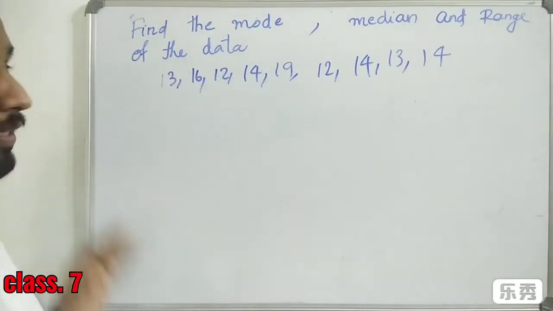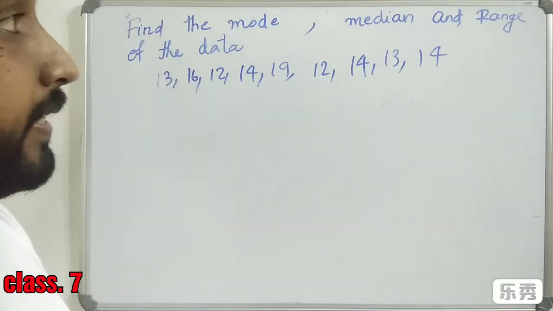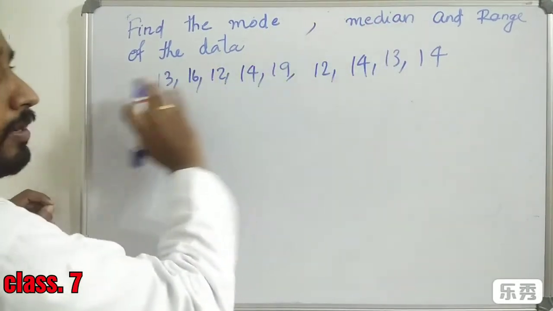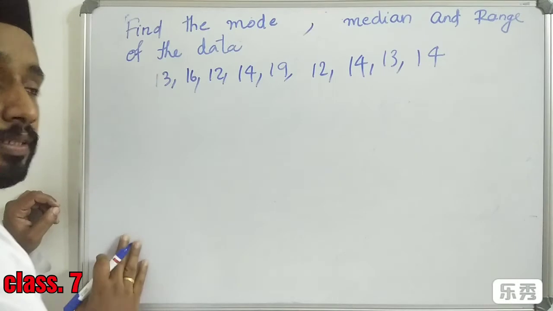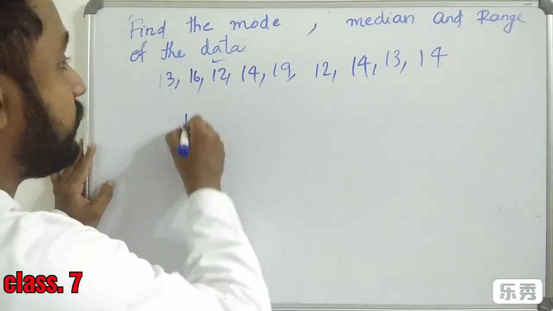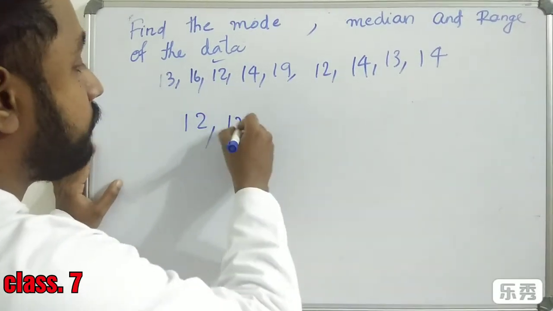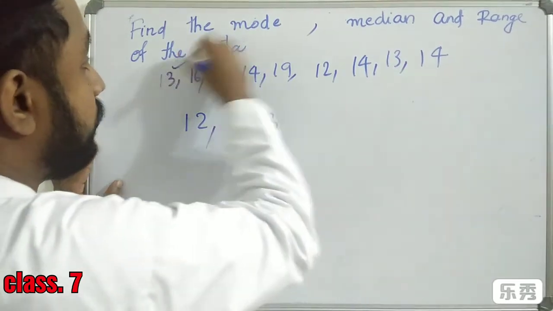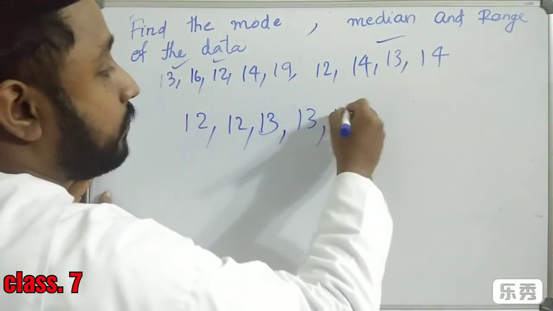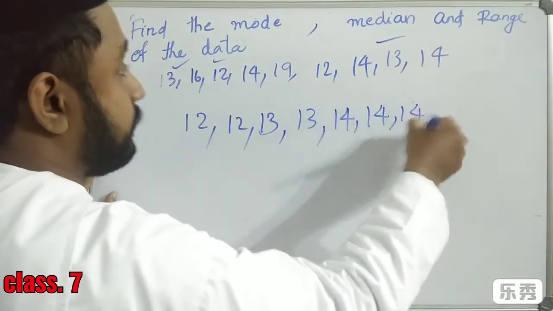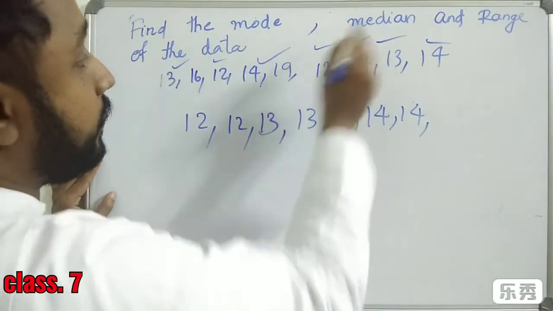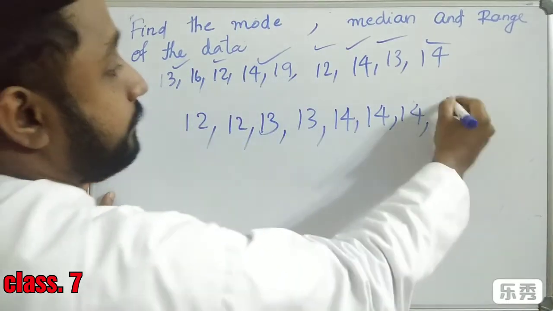Next question: find the mode, median and range of the data 13, 16, 12, 14, 19, 12, 14, 13 and 14. First we have to arrange the data in ascending order. The smallest one is 12, so first write 12, again one more 12. Then 13, 2 13s are there. Then 14, 3 14s are there. Then 16.